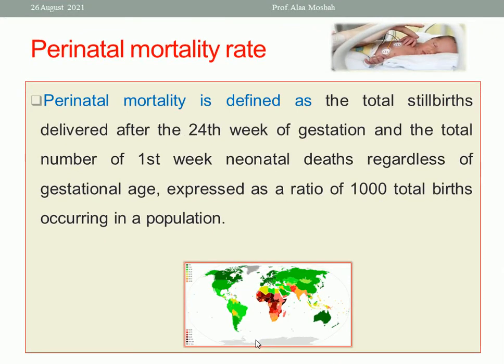Perinatal mortality is defined as the total stillbirths delivered after the 24th week of gestation plus the total number of first-week neonatal deaths, regardless of gestational age, expressed as a ratio per 1,000 total births occurring in the population.